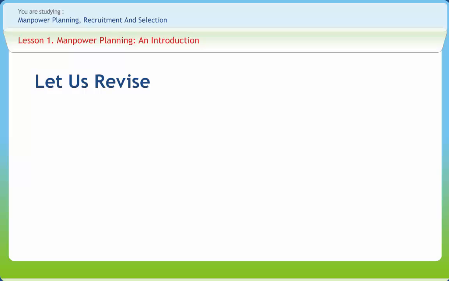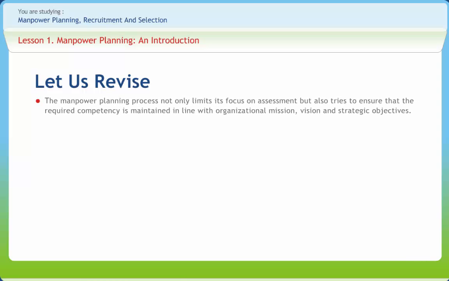Before we end, let us briefly revise what we have studied till now. The manpower planning process not only limits its focus on assessment, but also tries to ensure that the required competency is maintained in line with organizational mission, vision, and strategic objectives.